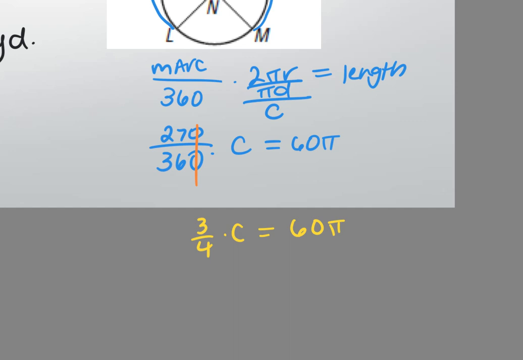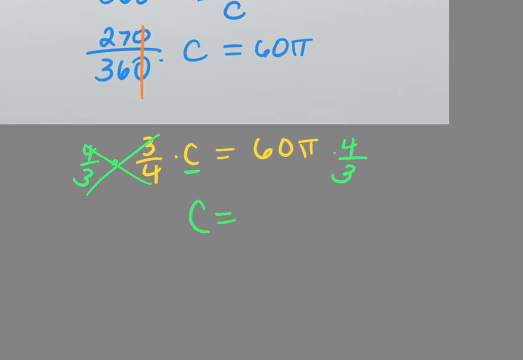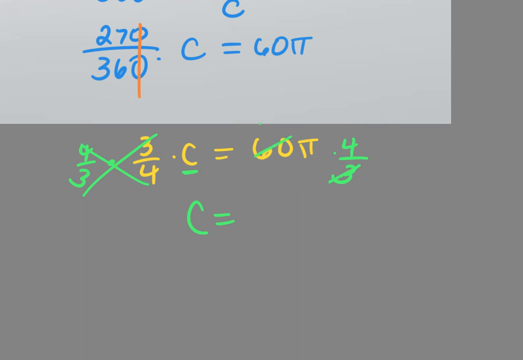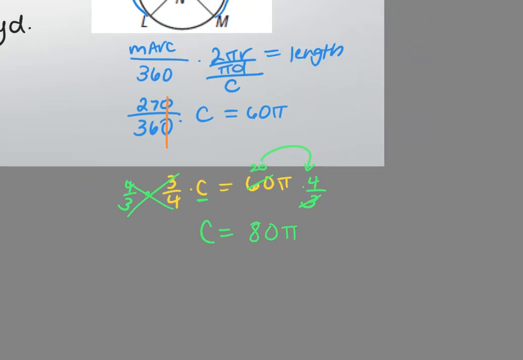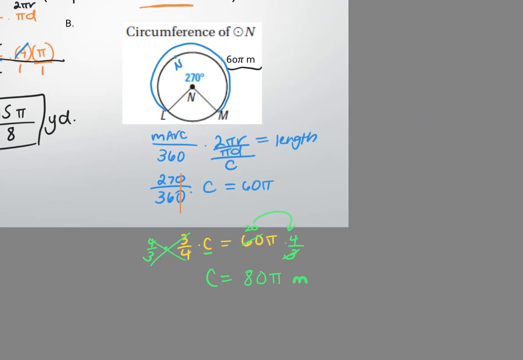Now what? Now we divide by 3/4. I want to isolate this C, right? By the way, flip it, right? I can multiply by the reciprocal, which is 4/3, or you could have done that in 2 steps. I could have multiplied by 4 and then divided by 3. So it cancels from here. Circumference is the only thing left, which is what we want. And then 3 goes into 60 20 times, and 20 times 4 would be 80 pi. And it's in meters.